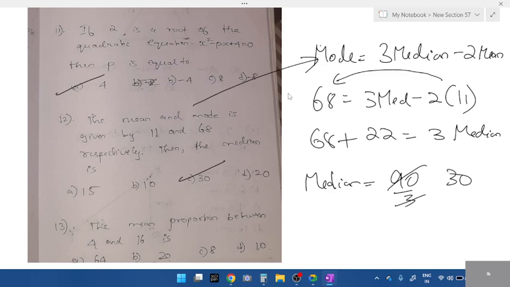Don't waste your time calculating the mean, the sum of observations. It is not possible. You should know this formula. Then, I have given one question from mean and mode. Just go through the formulas of mean and mode and practice one or two MCQ questions. How to calculate mean, what is mode, what is median. Go through the formulas.